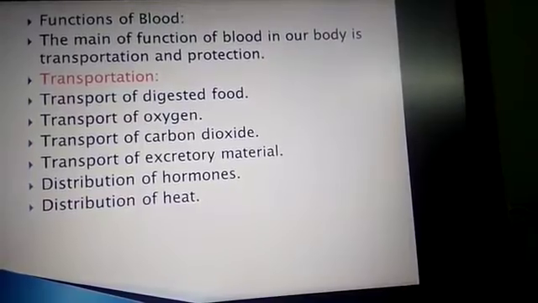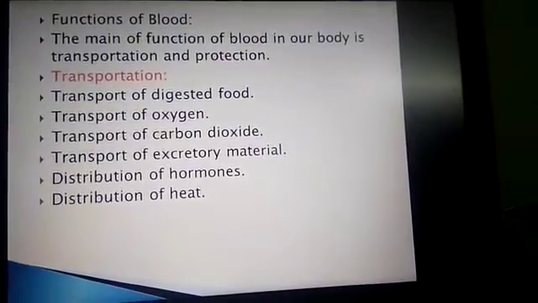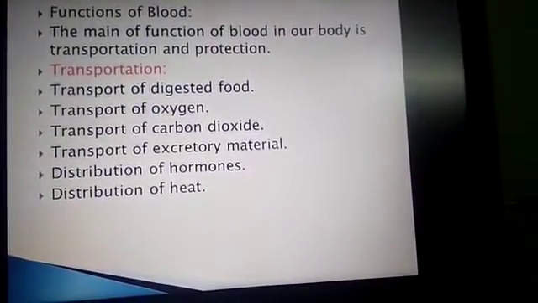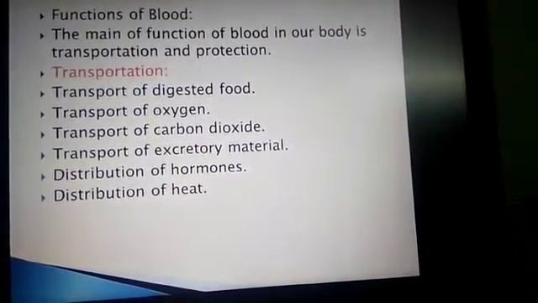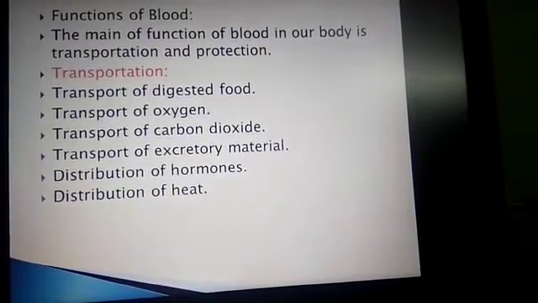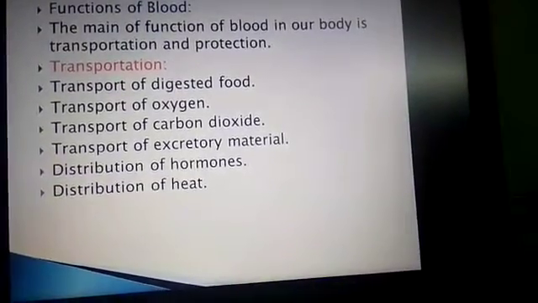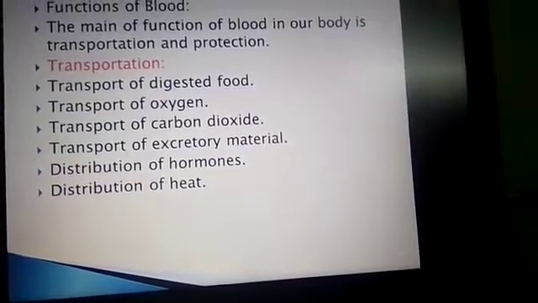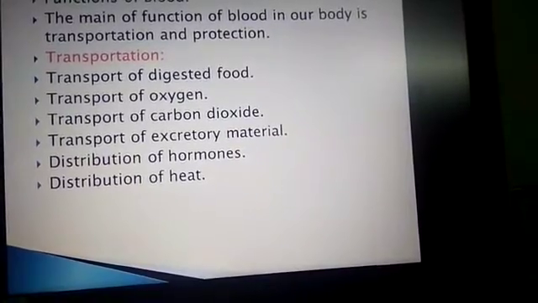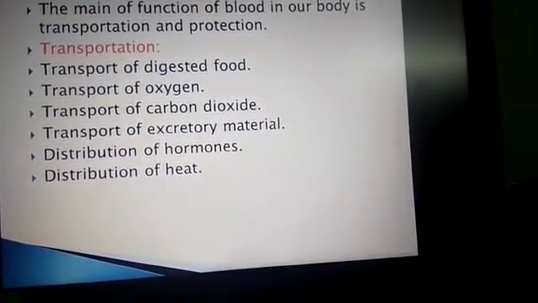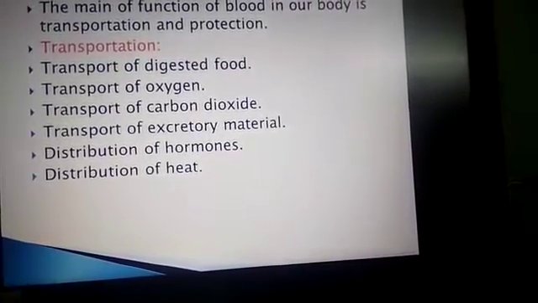Blood contains a pigment called hemoglobin. Oxygen combines with hemoglobin and forms oxyhemoglobin. And transport of carbon dioxide: once the oxygen is utilized, the remaining carbon dioxide is transported out of the cells and then exhaled out. And transport of excretory materials like sweat, urine and urea from the body through the kidneys.